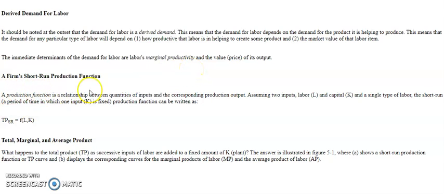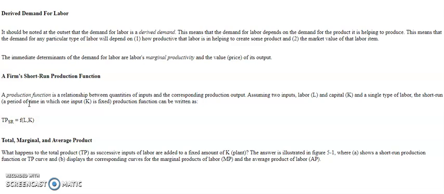A firm's short-run production function. A production function is a relationship between the quantity of input and the corresponding production output. We already know that the production function is the relation between input and output. Assuming two inputs here, labor and capital. Labor represents L and capital represents K. And a single type of labor. The short run is a period of time in which one input, capital, is fixed.